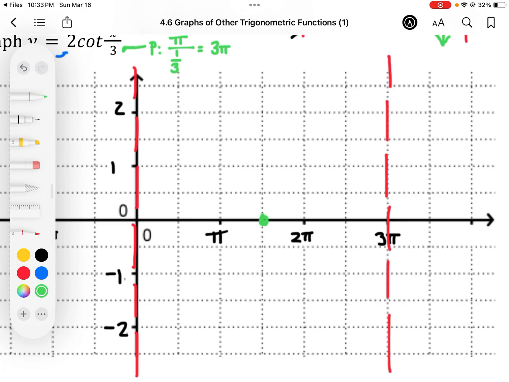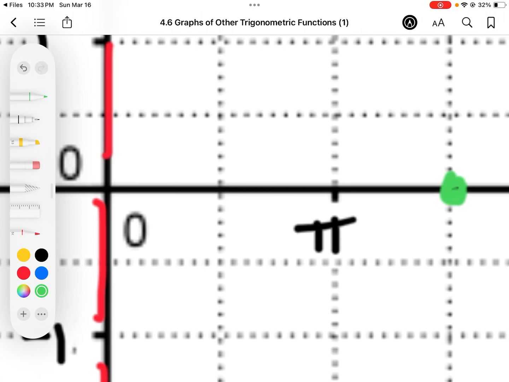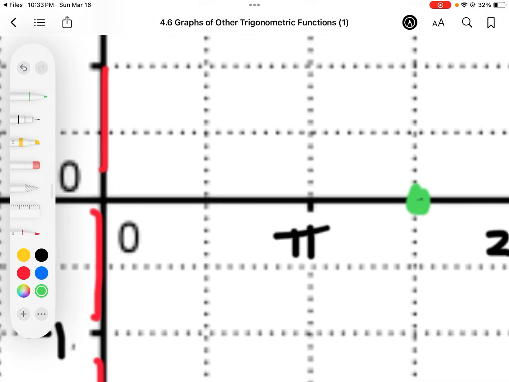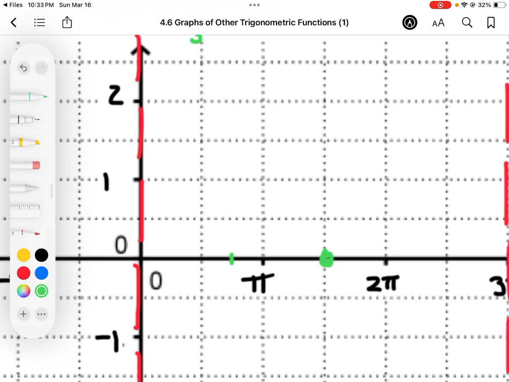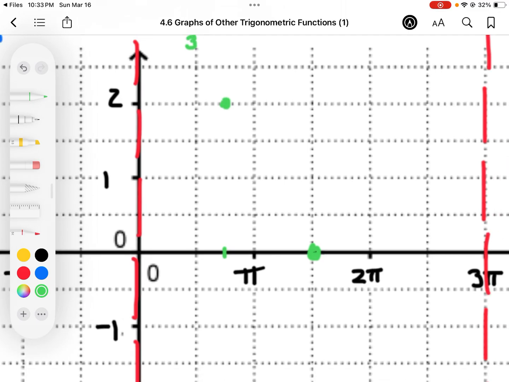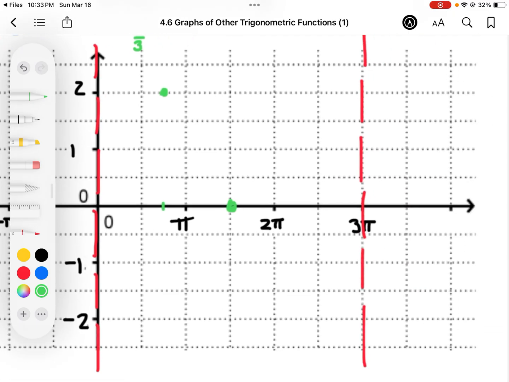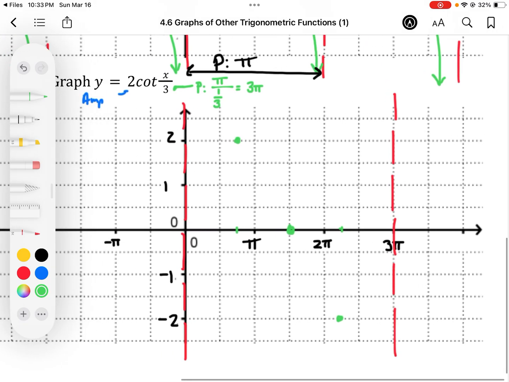I am decreasing through here. This does not flip, so I decrease. Again, I'm going to go halfway between these two, which will be right here. And that's fine to eyeball right now. My normal would go to 1, but because we have an amplitude of 2, I'll be up here. Same thing, I'll eyeball halfway. And because I would normally go to -1, but with an amplitude of 2, I will go to -2.